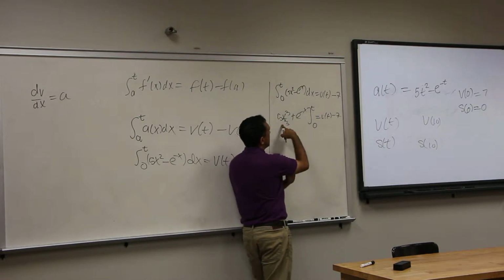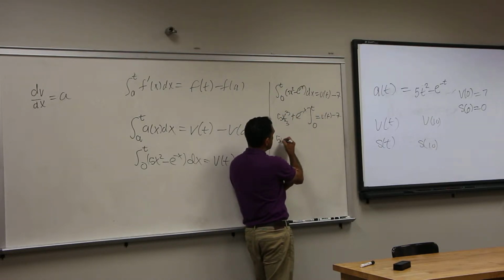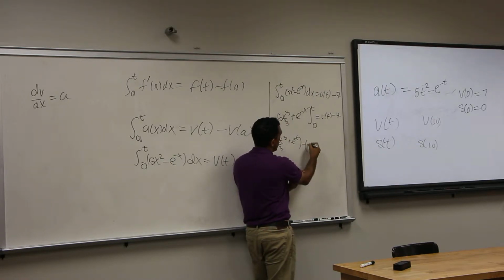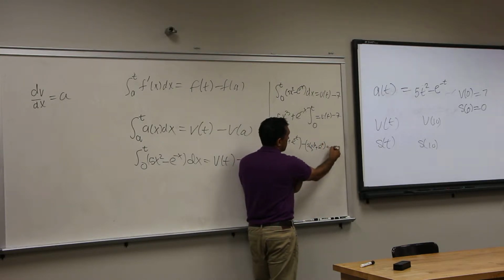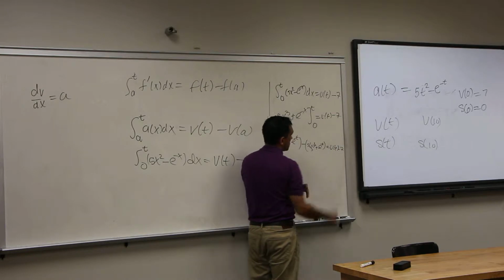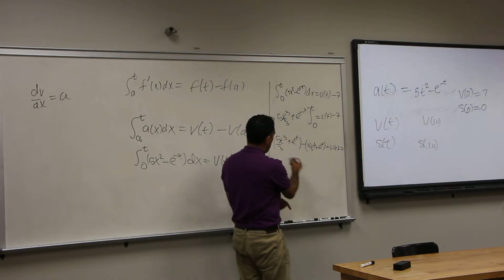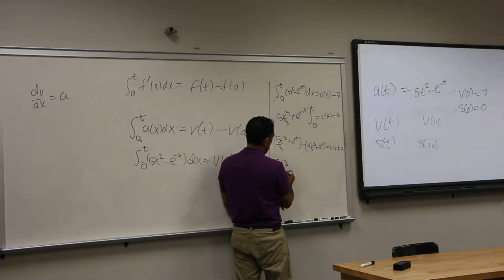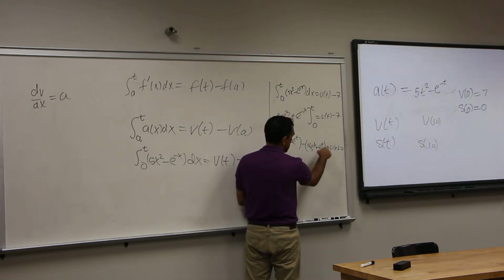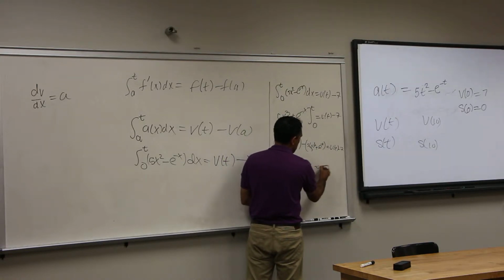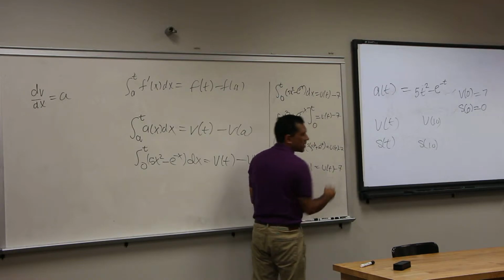Let's put a t in here. What do we get? 5t cubed over 3 plus e to the negative t. Subtract what? 5 times 0 cubed over 3 plus e to the negative 0 being what? 1. So we have here 5t cubed over 3 plus e to the negative t, minus 1, is equal to v of t minus 7.